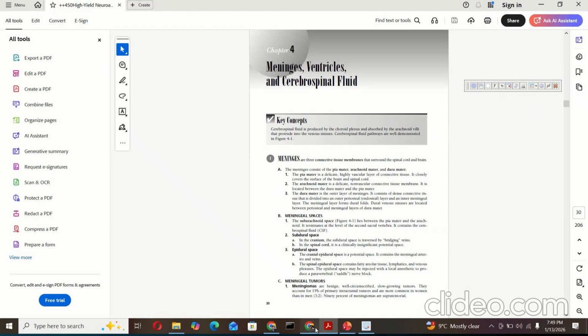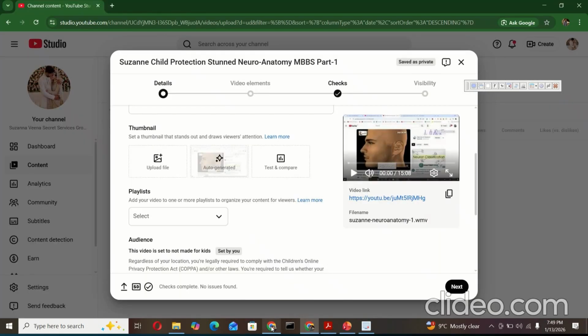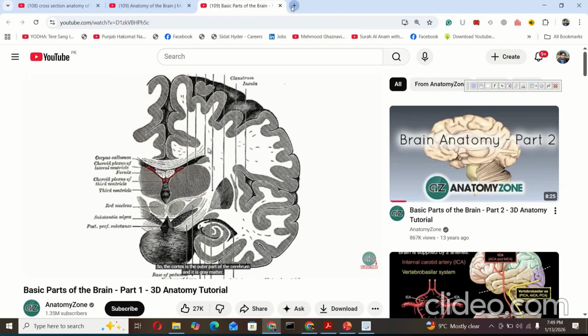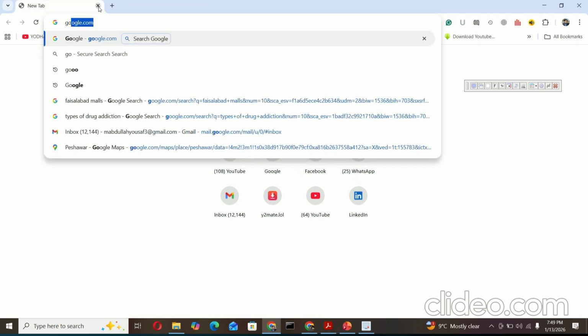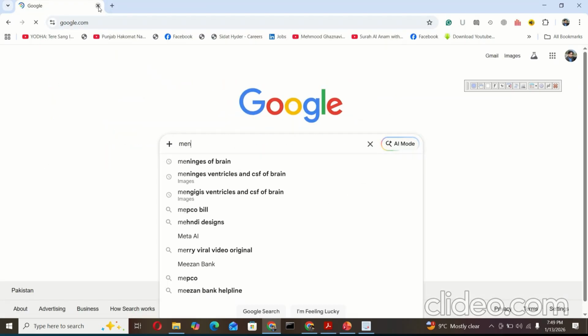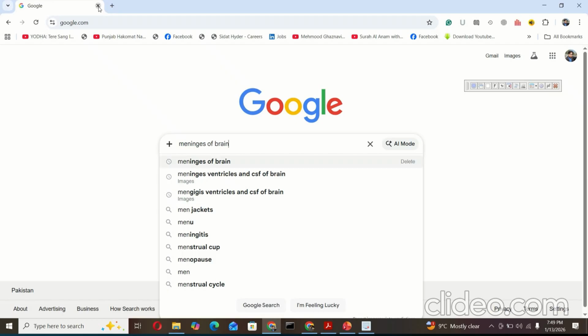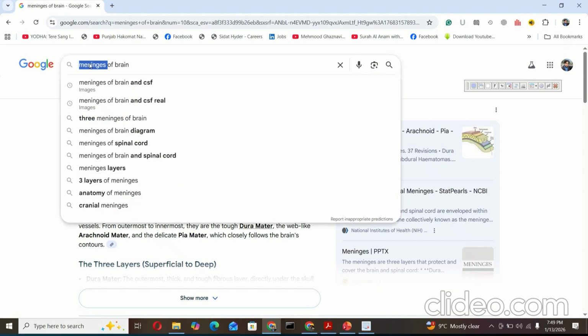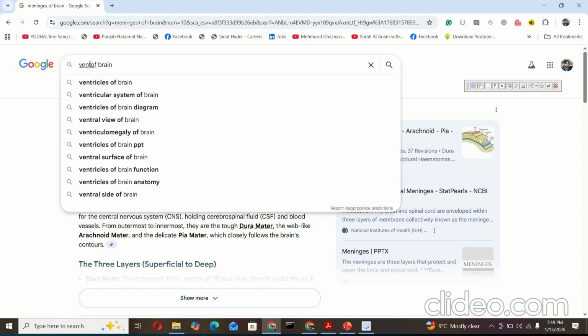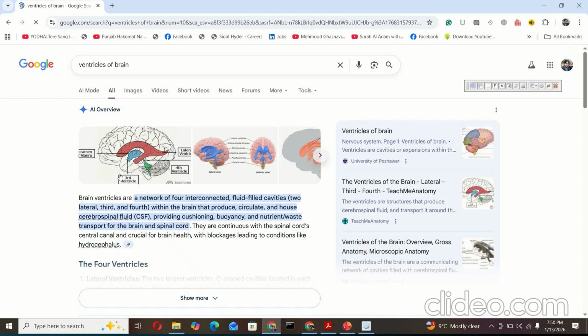So let's discuss the meninges of the brain. Meninges of the brain. Ventricles. Meninges we have discussed previously. Ventricles of the brain.